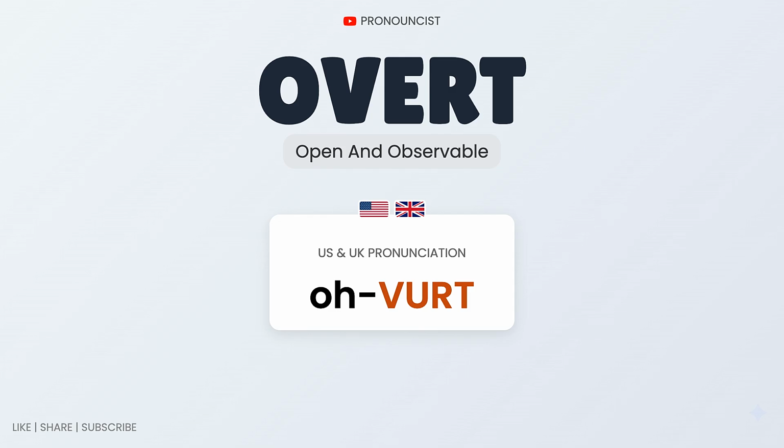Now read the syllables shown on the screen naturally. O. Vert. OVERT. Stress O and keep vert clear. O. Vert. OVERT.